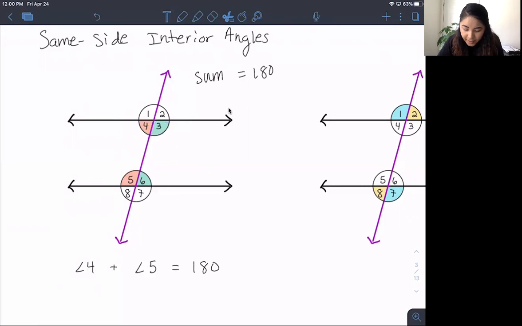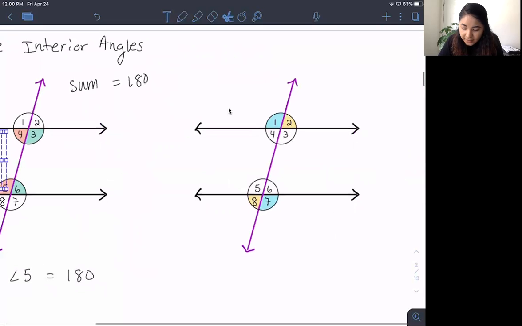Now we've learned that angle 3 and angle 5 are what are called alternate interior angles. And alternate interior angles are equal. So we can say that if angle 4 plus angle 3 equals 180, then angle 4 plus angle 5, which is also the same as angle 3, should also equal 180. And that's why we could say that same side interior angles are equal to 180.